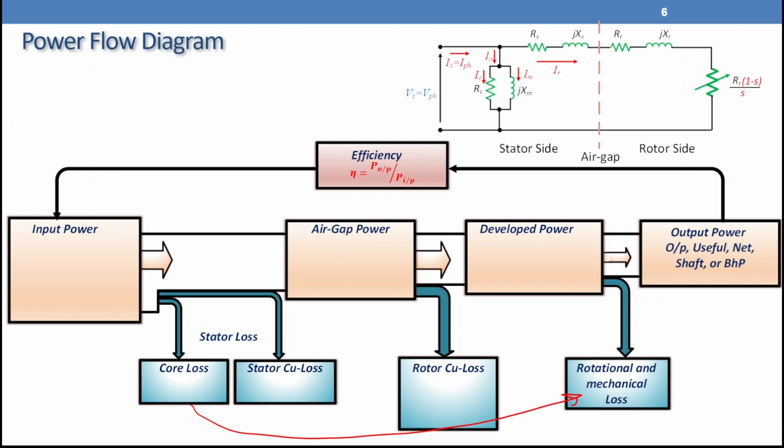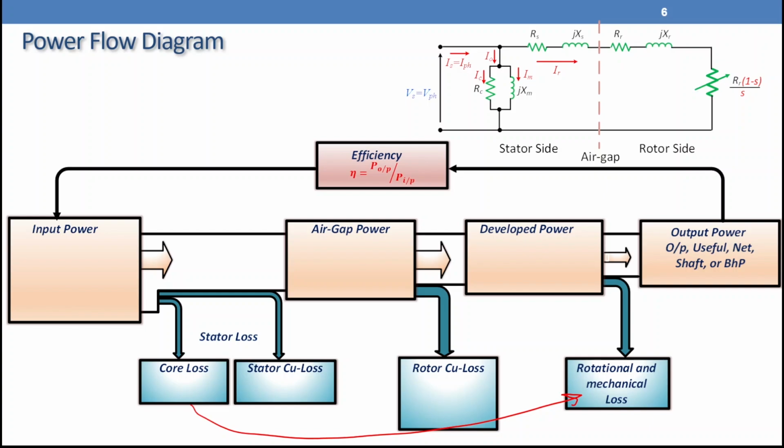So output power, they can call it useful, net, shaft, or brake horsepower. It depends on the textbook. It depends on the industry manufacturer. So we are going to use any of these words. So this is the power in the shaft: useful power, net power, output power.